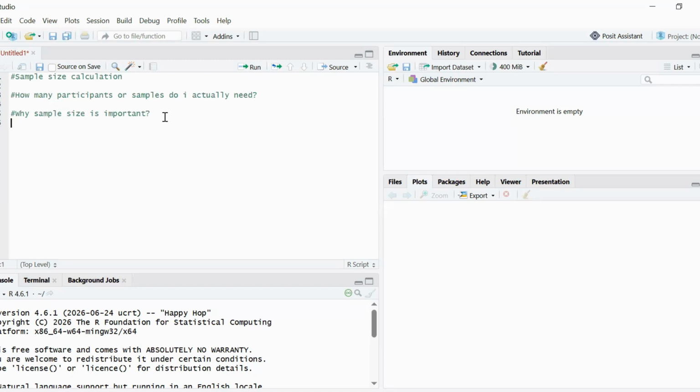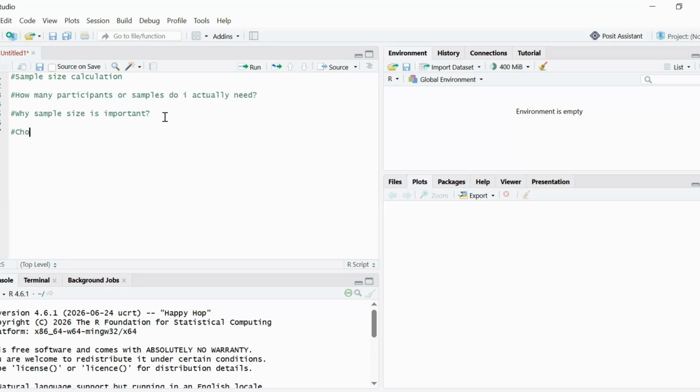So imagine you collect data from only 10 people. Your study might miss real differences simply because the sample is too small. Now imagine collecting data from 5,000 people when only 300 were actually needed. That means you have spent extra time, money, and resources unnecessarily.